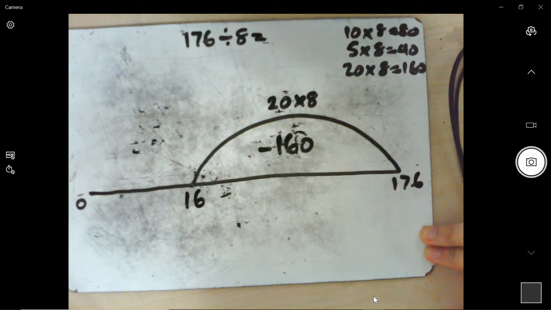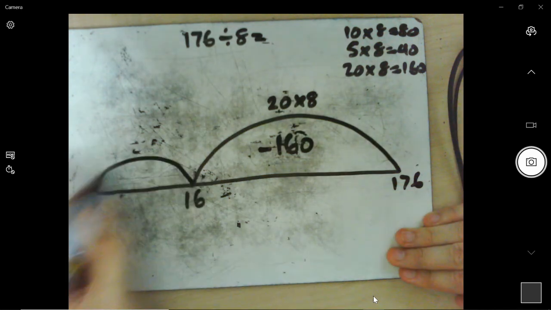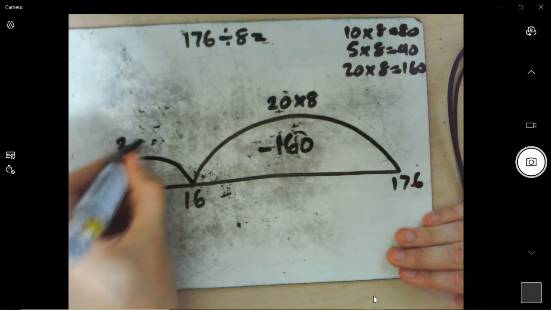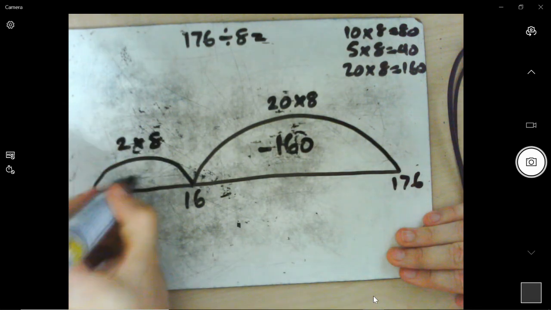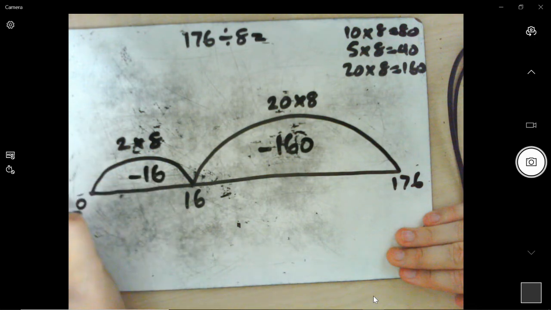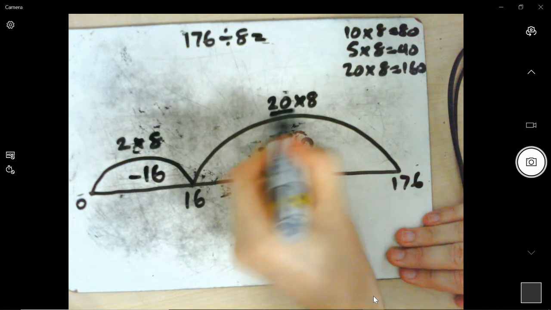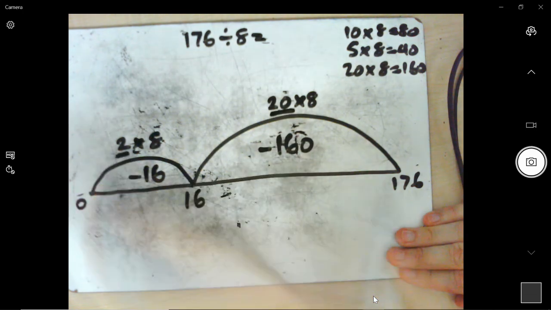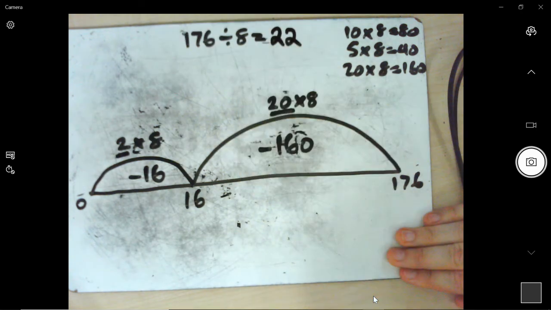So now I need to think, right, is 16 in the 8 times table? 8, 16. It is, it's the second multiple, which means I can perfectly take away 16. 2 groups of 8, 16, and I land on 0. So my answer, 20 groups. 2 groups of 8 is what I subtracted. Therefore, my answer is 22.